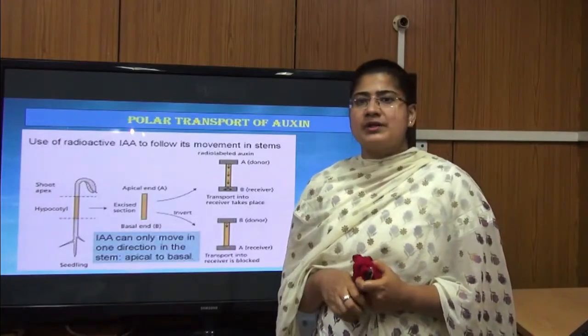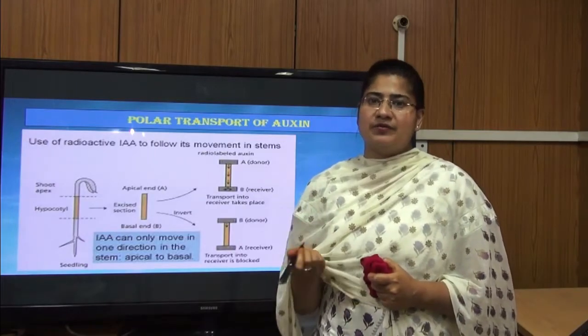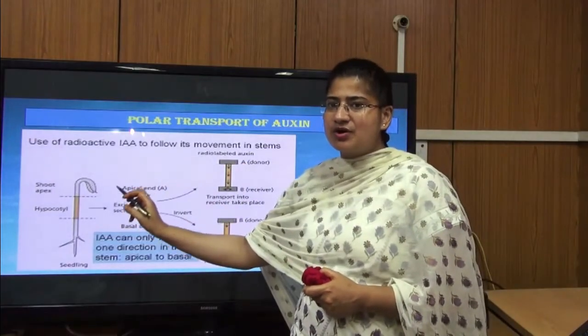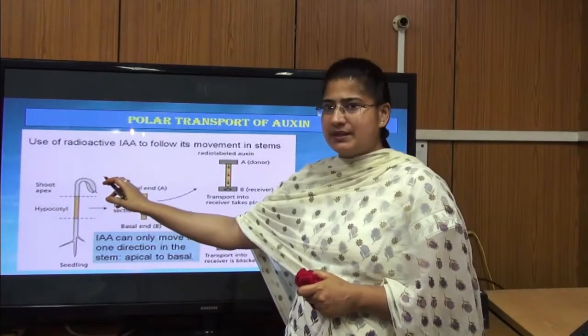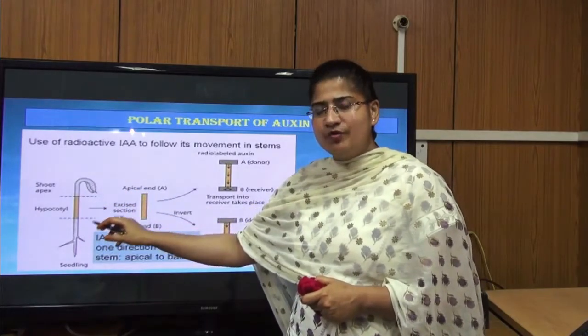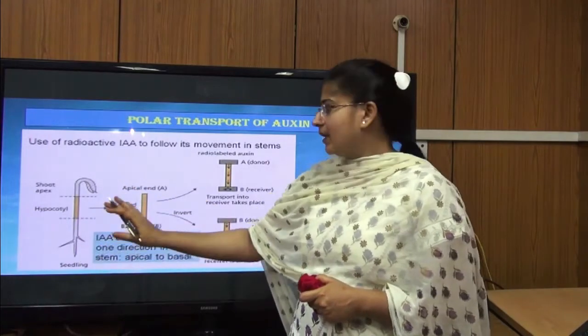The transport of auxin (oxygen) in plants is polar in nature. So what do you mean by polar transport? It means it is synthesized in the apical meristem. The site of biosynthesis in plants is the shoot apical meristem, and from here it will move downward from cell to cell through phloem in order to exert its effect in the downward portion of the stem.